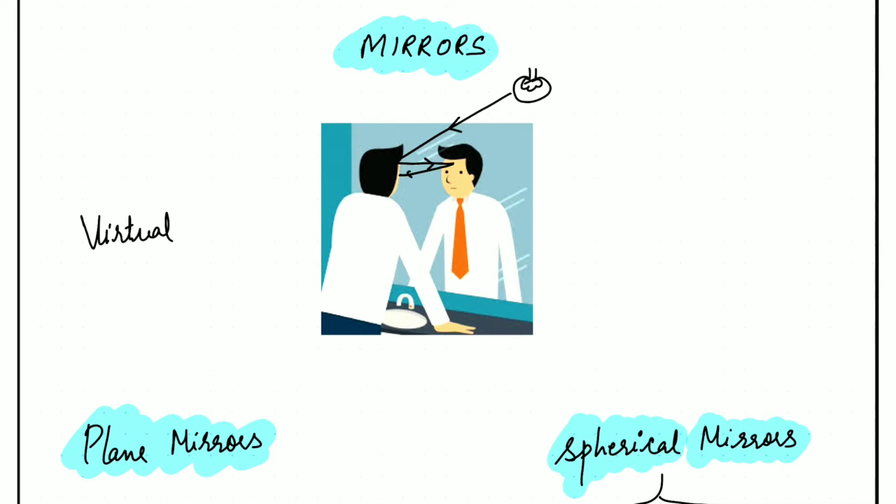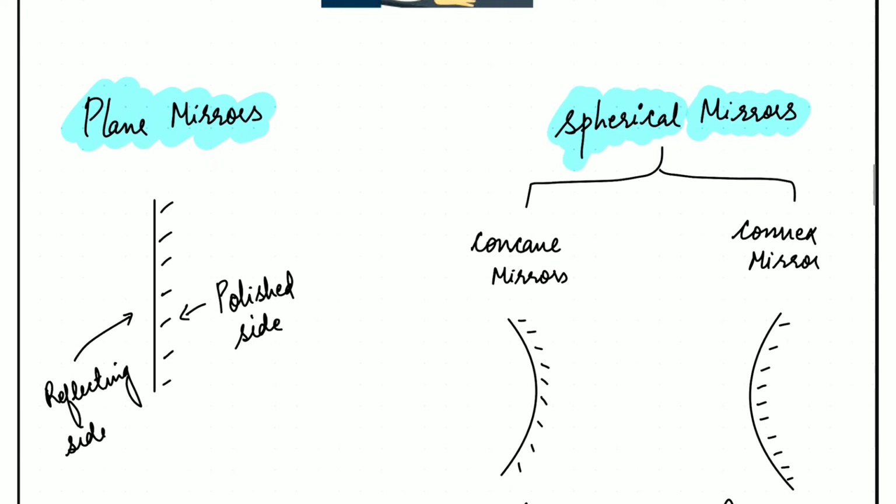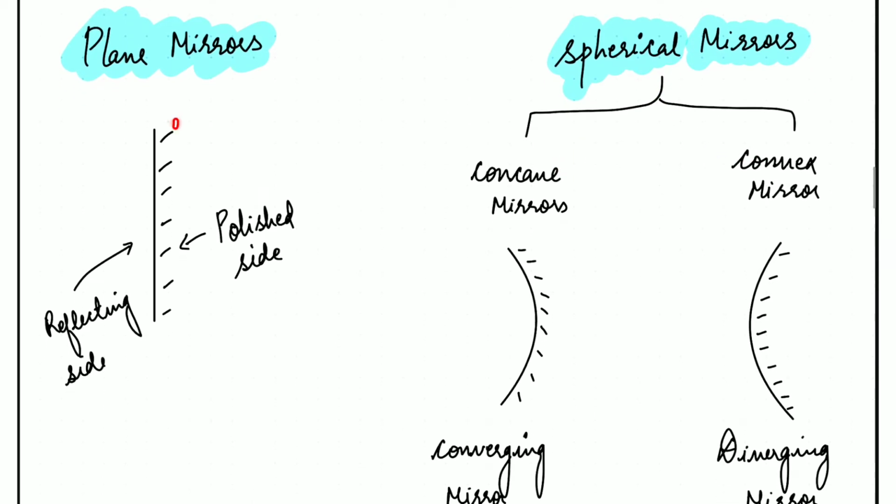All right, so basically mirrors are of two types. Now what are those mirrors? They are of two types, simply plane mirrors and spherical mirrors. Then spherical mirrors are further classified into concave and convex mirrors. Now plane mirrors, so this is how you represent a mirror, right? This is a plane mirror, so you have a single line and then a polished side. Your reflecting side is this one and your polished side is this one.